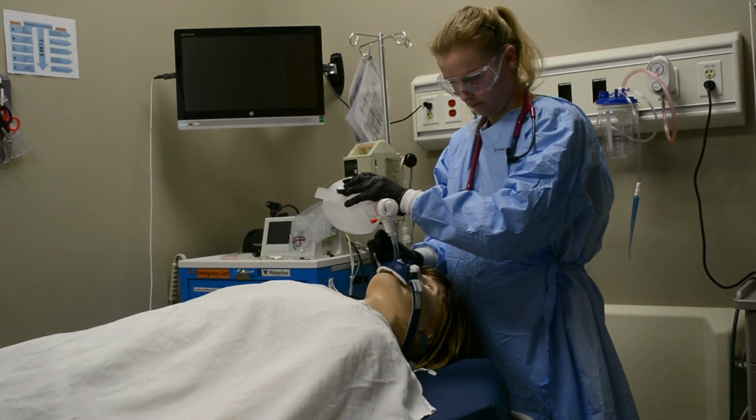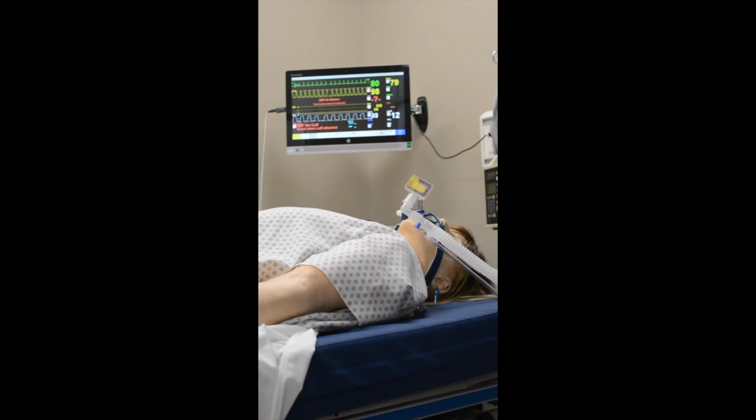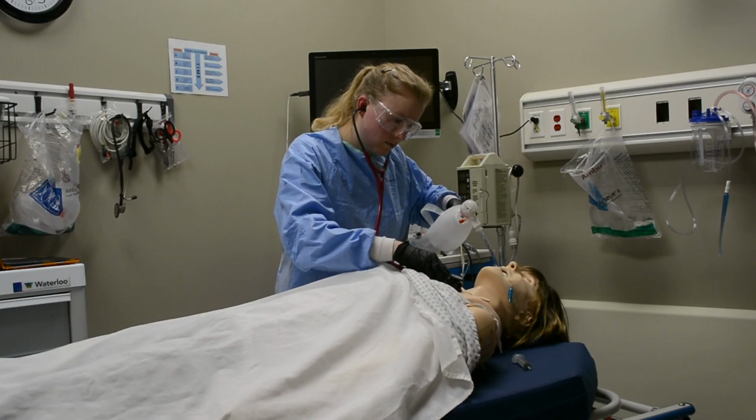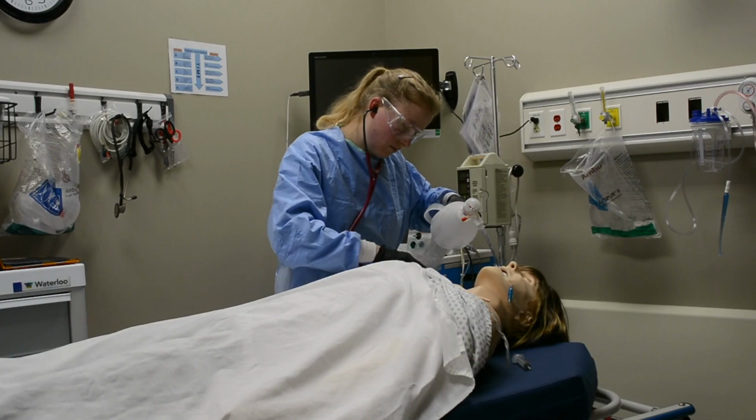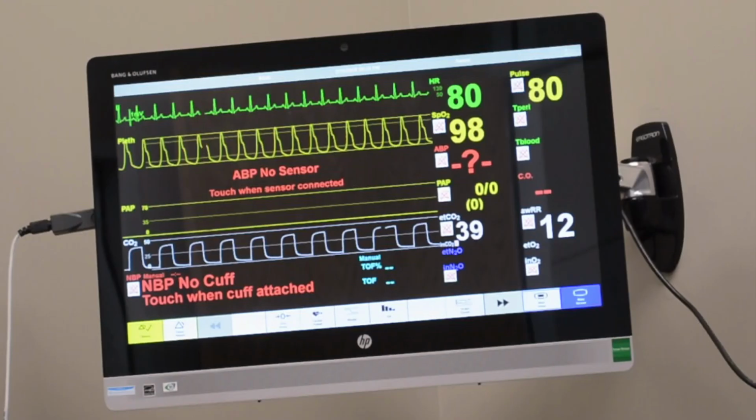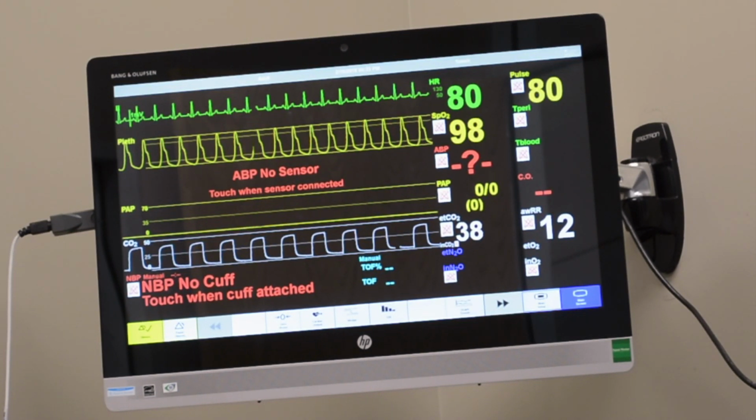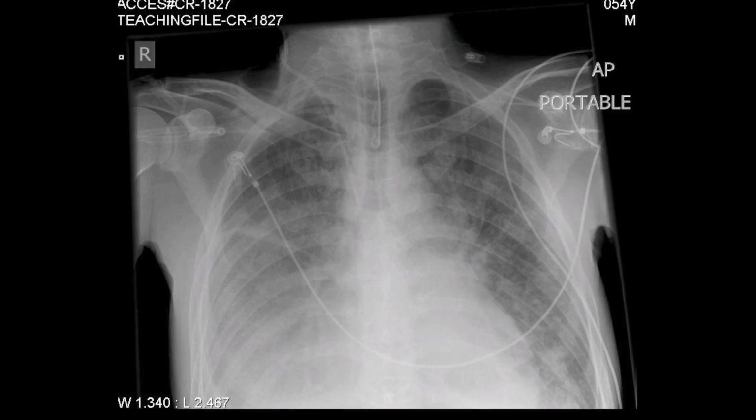To confirm proper placement of the tube, watch for rise in chest. Auscultate the lungs bilaterally to listen for breath sounds. Evaluate capnography on the monitor. In addition, a chest X-ray can be obtained.